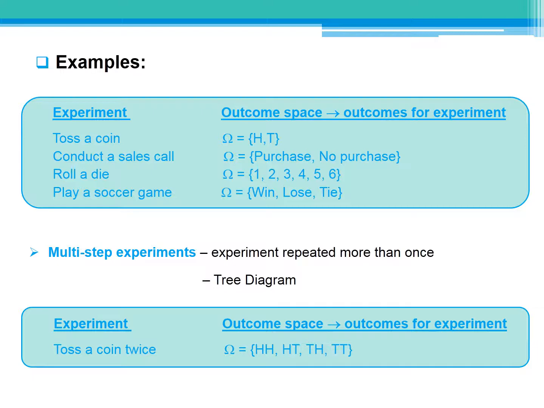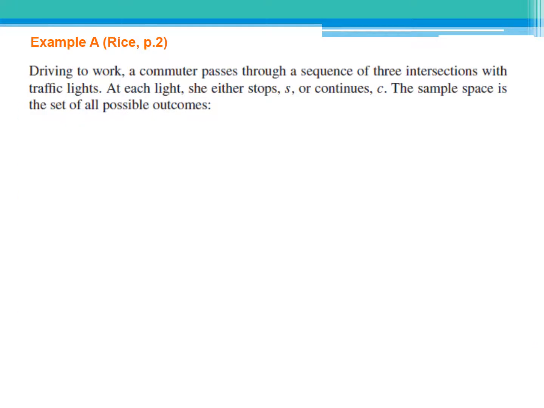So let's look at an example. In example A on page 2 of RISE, they give you the following scenario. Driving to work, a commuter passes through a sequence of 3 intersections with traffic lights. At each light, she either stops, which is denoted by S, or she continues, which is denoted by C, and I want you to list the outcomes for the sample space.